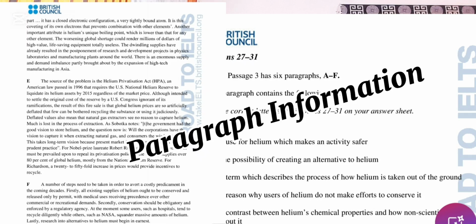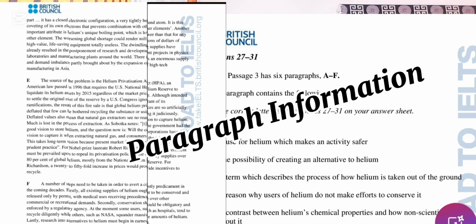So the similarity between both, which students find hard to distinguish, is the fact that both have lettered paragraphs. On the paragraph heading question type, the paragraphs are lettered A to F depending on the number of paragraphs you have, while the paragraphs on the matching paragraph information question type are also lettered. Now today we're going to be delving exclusively into the matching paragraph information, and you will see by the time we're done the very obvious difference between both question types.